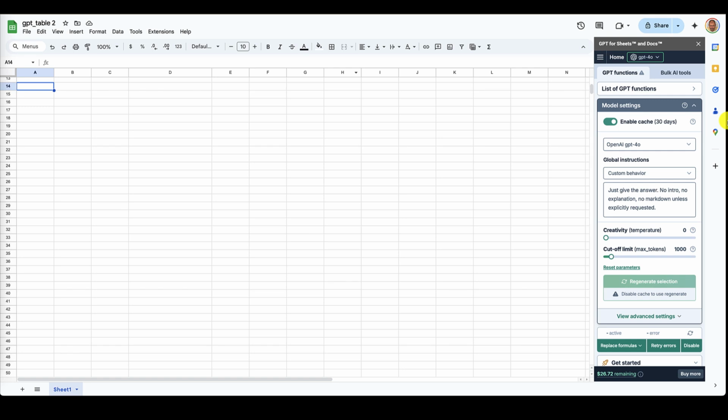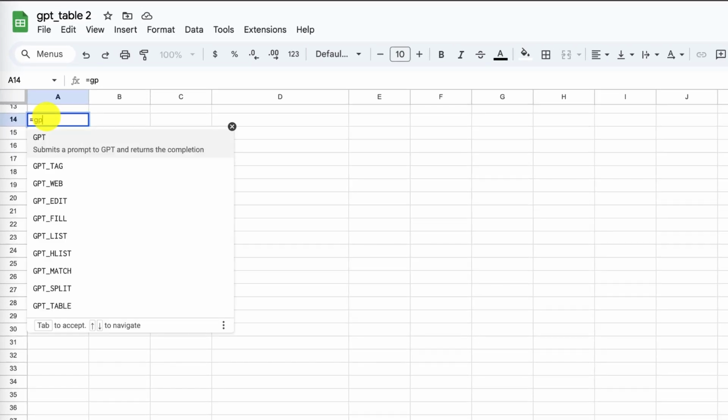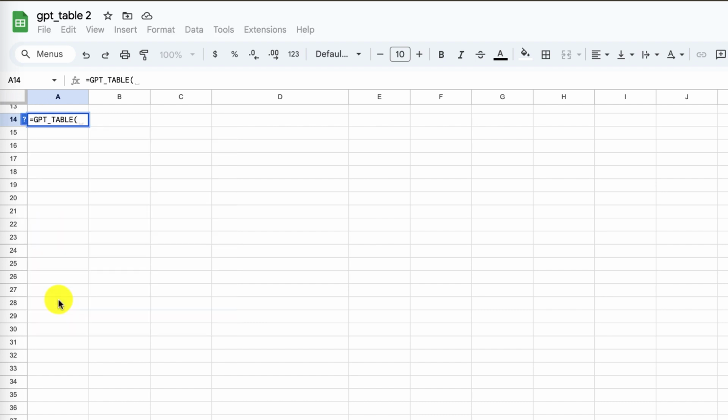Now let's use a table for data analysis. I'll double click in a cell and start to write my formula. Equal sign, GP. I'll choose GPT table from the menu. I get a parentheses. I'll add a quotation mark. And now I'll write my prompt.